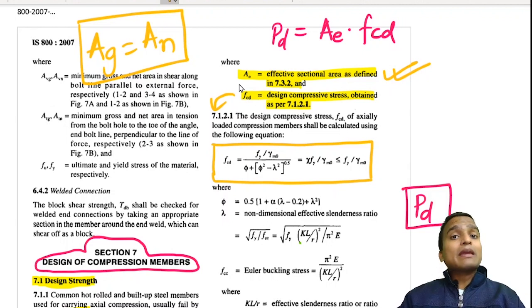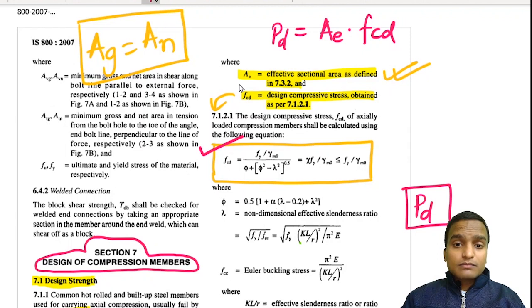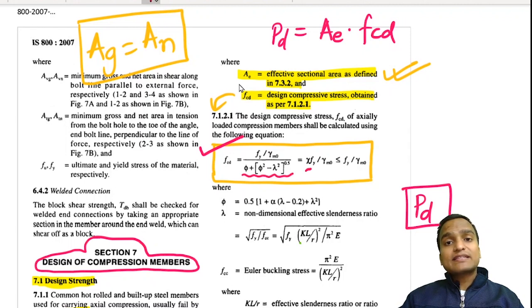Now if you are going by the empirical approach, you have to calculate the value of FCD using this formula. Here Fy is the yield stress of the material of the member, gamma MO is equal to 1.1 as usual, divided by phi plus root under phi square minus lambda square, and it should be equated. It can be written as the same formula equated here equal to x times Fy by gamma MO.